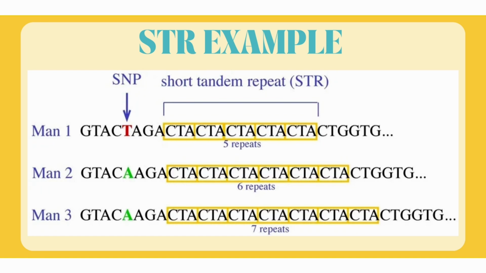So these are 3 examples of STRs. The first man starts off with GTA, CTA, GA, and then the STR starts when CTA gets repeated 5 times. And then in man 2, it starts off the same, but then it repeats 6 times. And same with man 3, except it repeats 7 times.